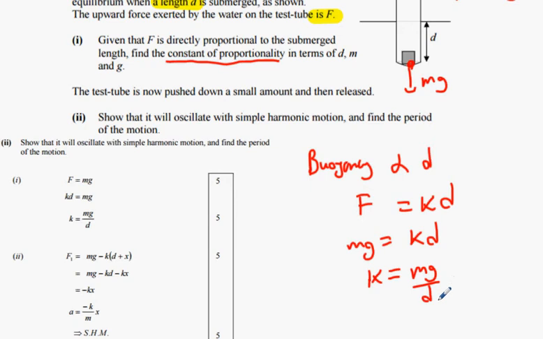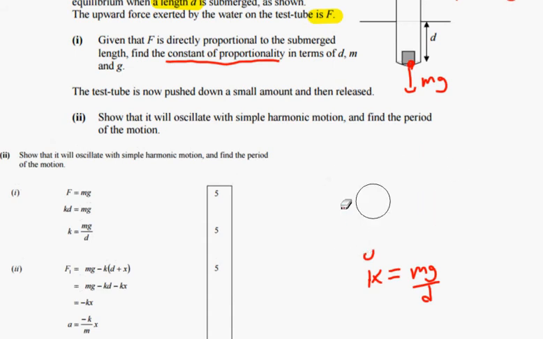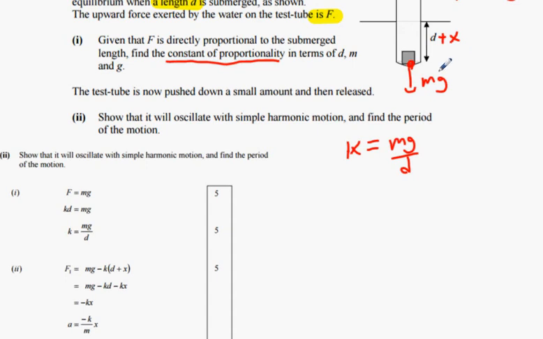Now, the test tube is pushed down a small amount and is then released. Show that it will oscillate with simple harmonic motion and find the period of the motion. So I'll leave my k equals mg over d up here. Now, what happens next is I drag this down a bit further. So it's no longer d, it's going to be d plus x. We imagine we drag it down an extra distance x underneath its equilibrium, so it's deeper than it should be.